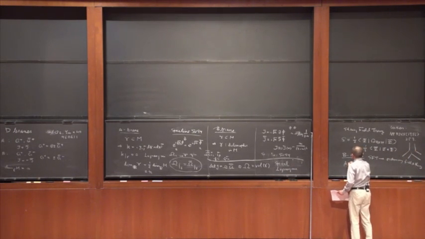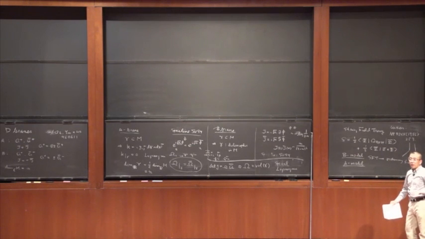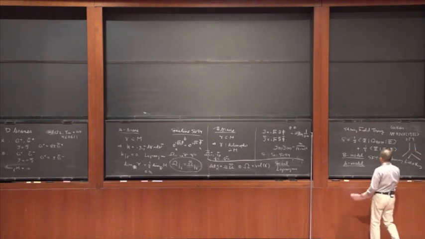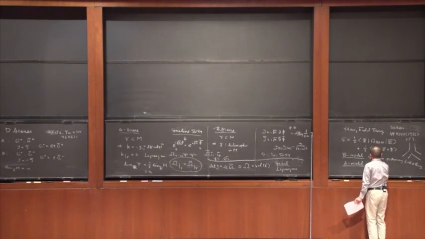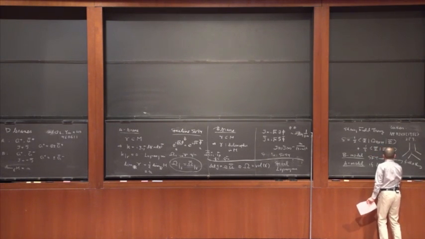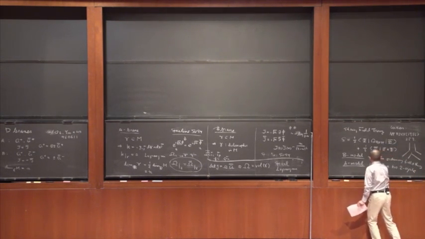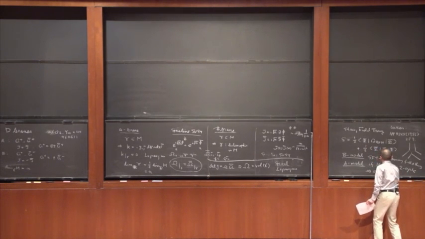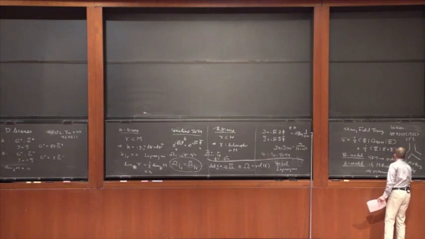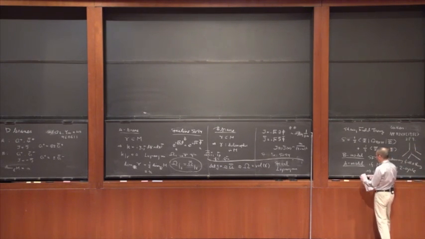In the case of the A model, it can in general be stringy. However, in the exceptional situation where there are no compact two-cycles, if M has no compact two-cycle, then again it reduces to ordinary field theory. So we'll discuss some of those situations now.